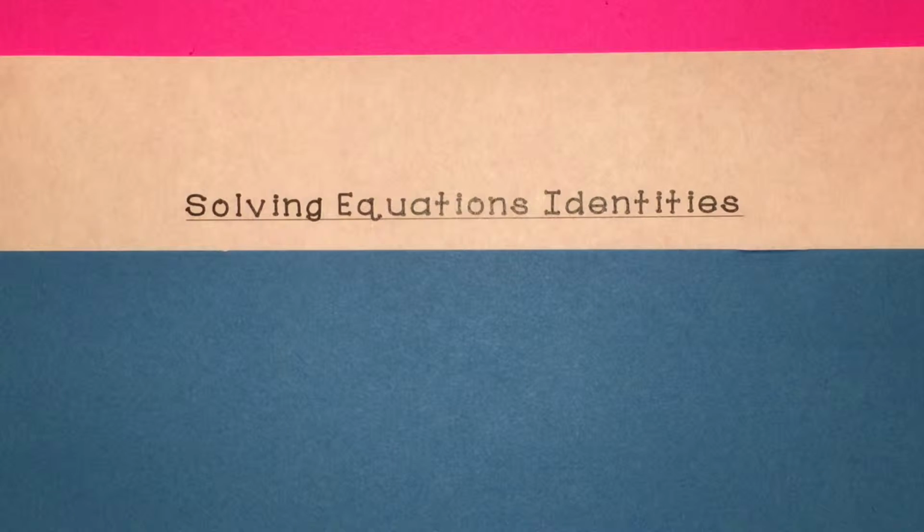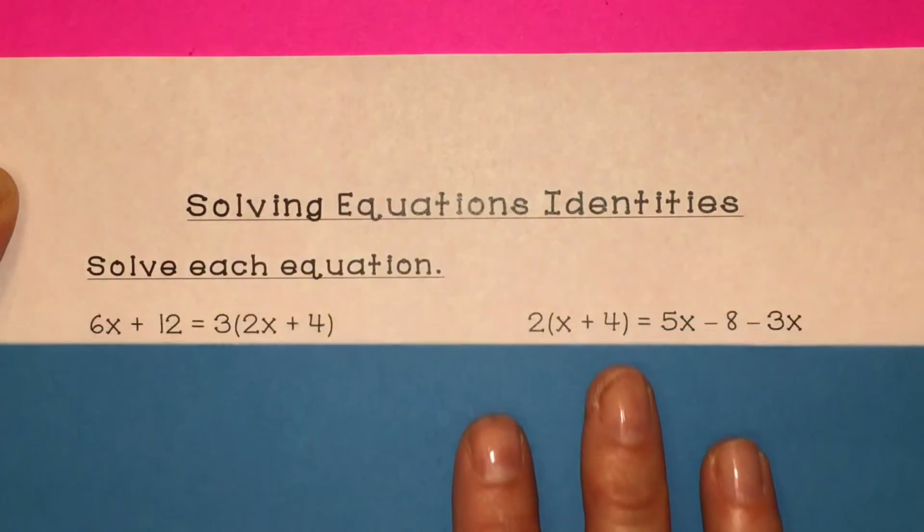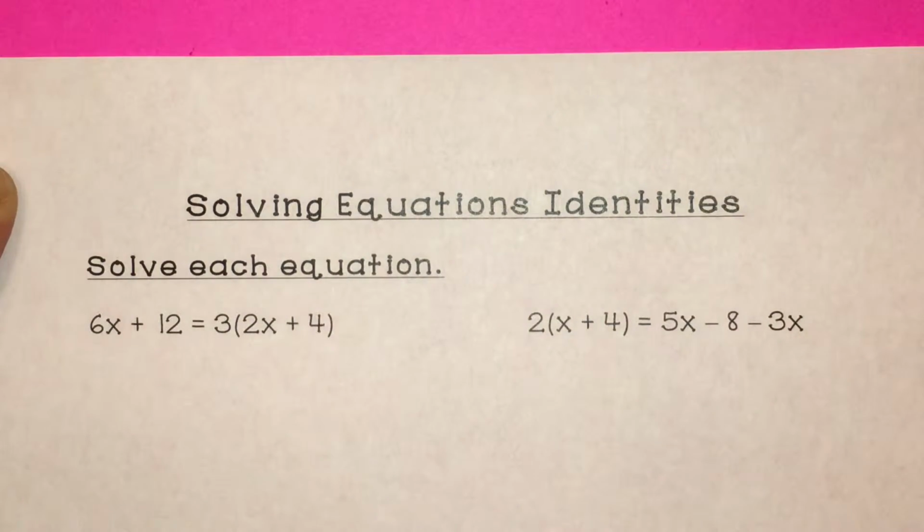We're going to look at solving equations identities. So the identities mean there's either infinite solutions or no solutions. Normally when we're solving an equation, we'll end up with a variable is equal to a number, like x equals 2. But with identities, we won't end up with that. So we're going to look at a couple of problems.